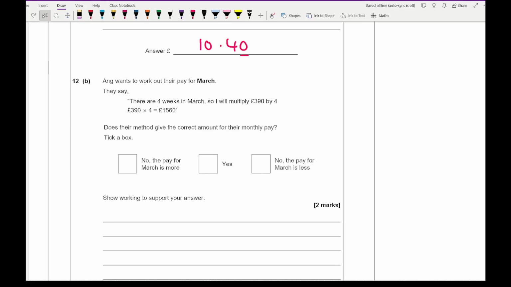Now looking at question 12b, it says that Ange wants to work out their pay in March. They say there are 4 weeks in March, so I multiply 390 by 4 and we get 1560. It says, does this method give the correct answer for their monthly pay? And we've got no, yes, and no, but the pay is going to be less, or no, the pay is going to be more. So here, what we've established, well, for starters, we're assuming that there are 4 weeks in March. Well, 4 weeks equals 28 days, and there are 31 days in March.